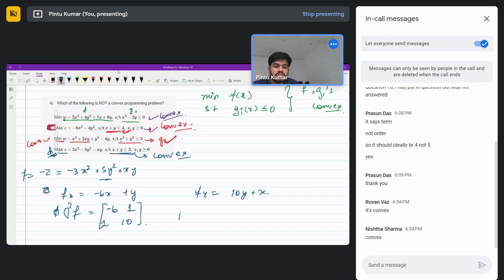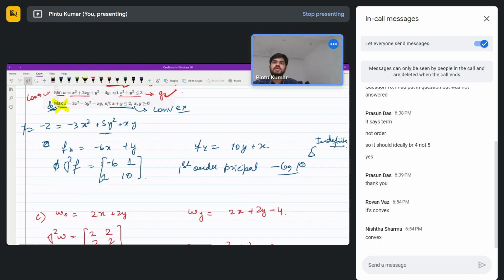Now if you look at the first order principal minors, what are the first order principal minors? This is minus 6 and 10, and that's why this matrix is indefinite. It is neither positive semi-definite, nor negative semi-definite. It's indefinite, and hence my D part is not a convex programming problem.